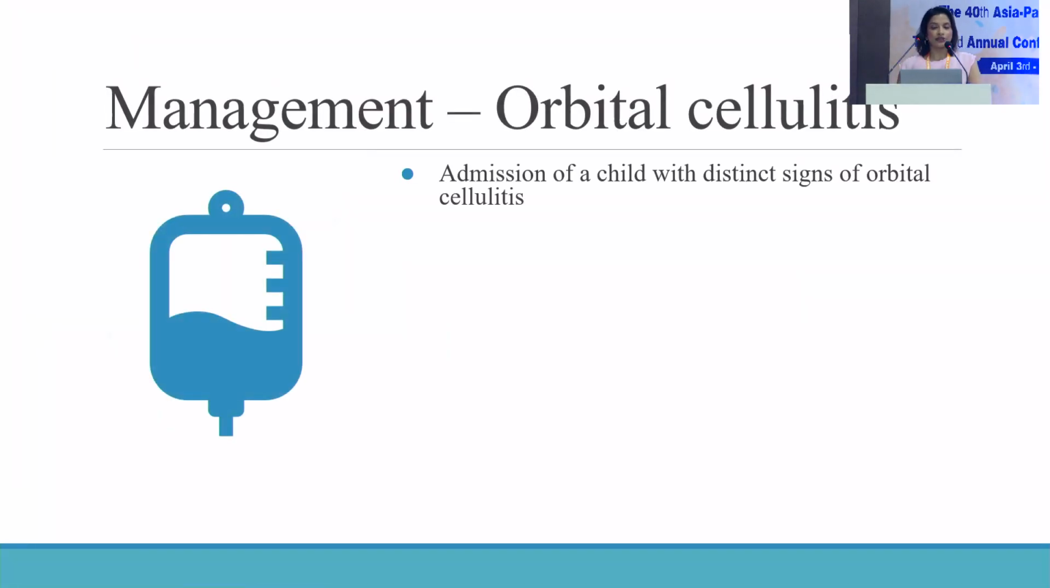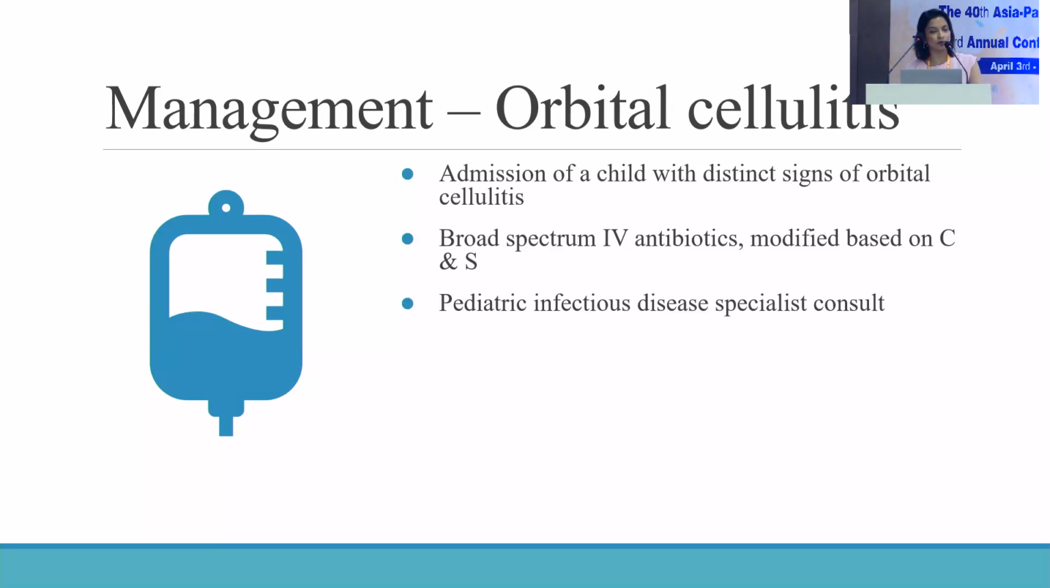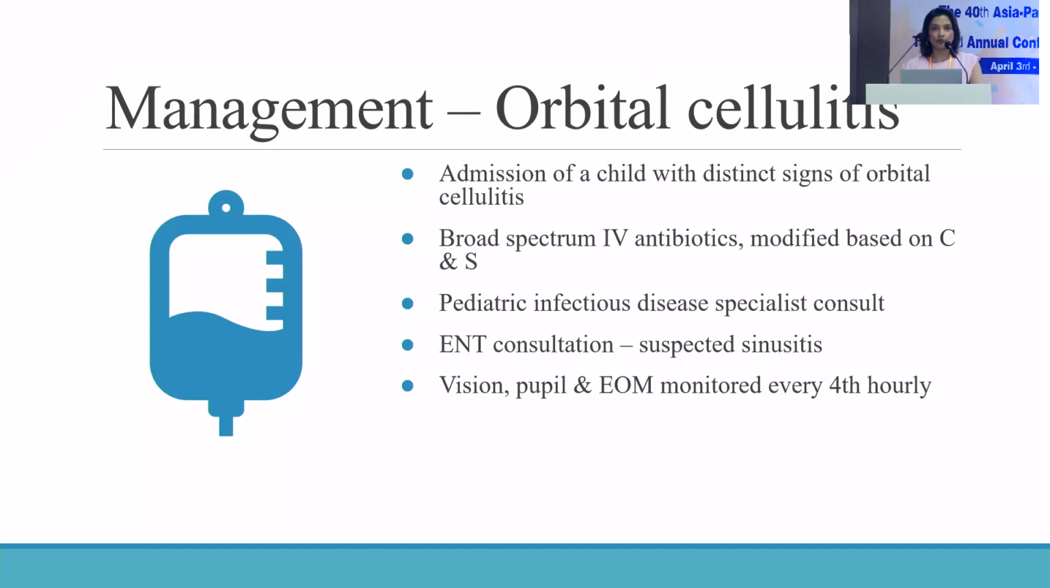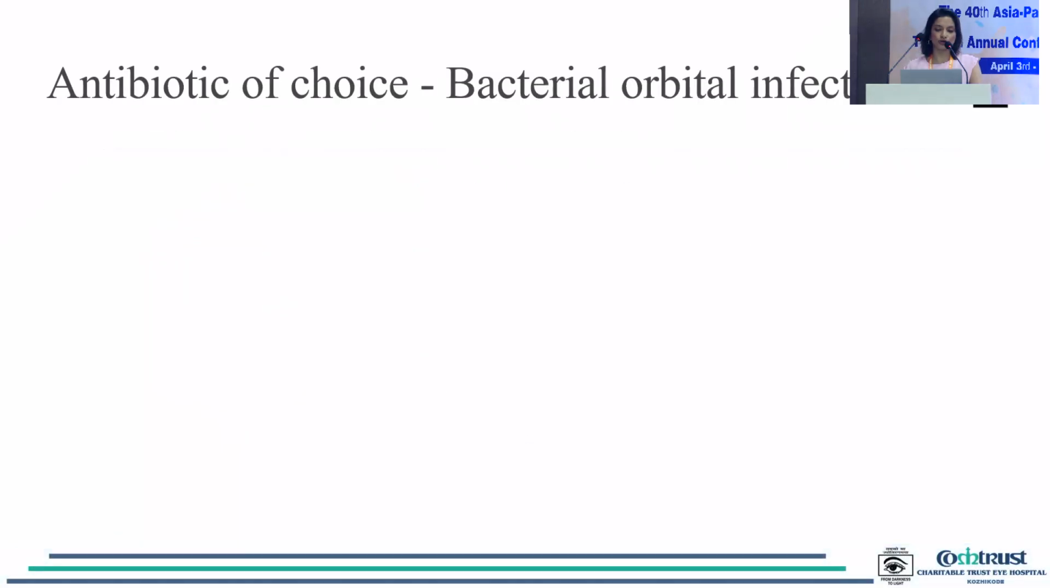Orbital cellulitis, without thinking, you have to always admit the patient. You have to send for the blood workup, as we saw earlier. Broad spectrum IV antibiotics are started, and these can be modified eventually based on the blood culture and sensitivity patterns. You need to rope in a pediatric infectious disease specialist. ENT consultation is not mandatory, but in children, since the most common cause is sinusitis, it's always better to get their opinion too. Vision, pupil and EOM monitoring, every 4th hourly strict monitoring is required, and you can also add topical antibiotics of your choice.